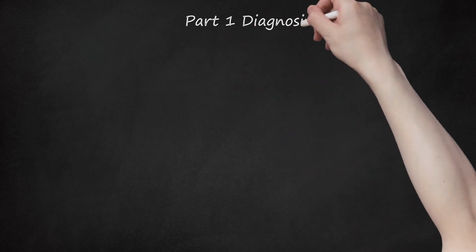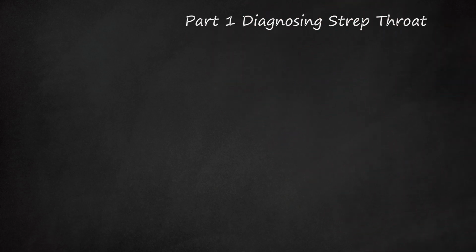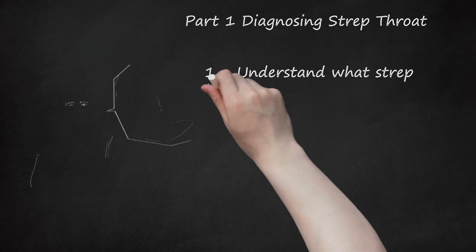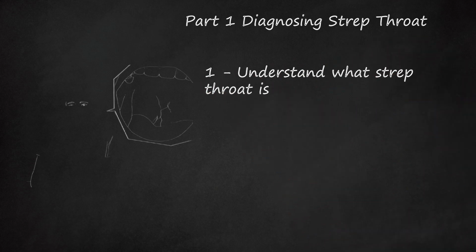Part 1: Diagnosing strep throat. 1. Understand what strep throat is. Strep throat is a contagious bacterial infection caused by Streptococcus pyogenes, also known as group A Streptococcus. Although the hallmark symptom of strep throat is a sore throat, not all sore throats are a result of a bacterial infection caused by Streptococcus. In fact, most of the time, sore throats are a result of common viruses and do not need treatment.